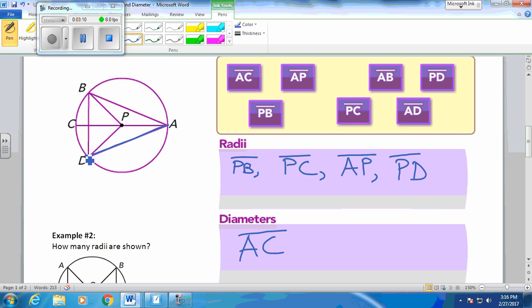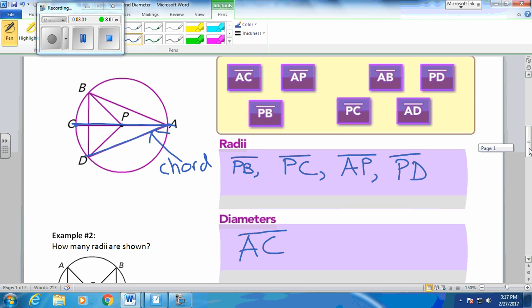AD is called a chord, technically. A chord is just a line that has two endpoints on the circle but doesn't necessarily go through the center. So a couple of those lines are not on there. The only diameter, the only one that has two endpoints on the circle and travels through the center, would be AC.